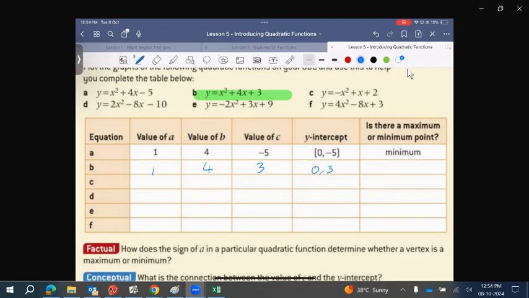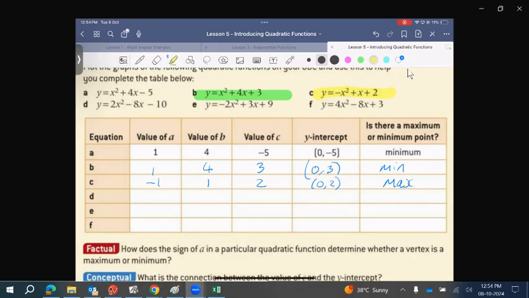0, 3? Yeah. And is it a minimum or a maximum? Minimum. This is a minimum. Let's have a look at the next one. What's the values of A? Minus 1. 1. The y-intercept? 0, 2. Min or max? Max.